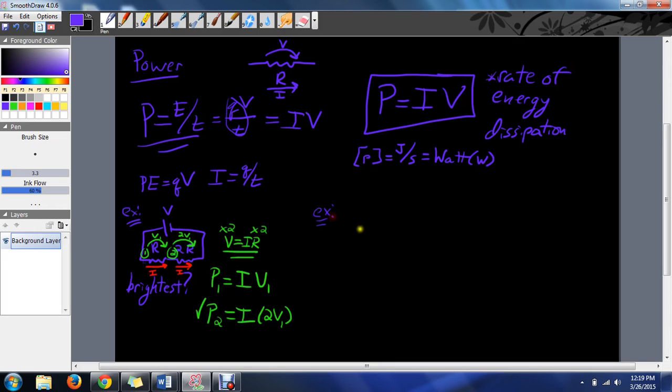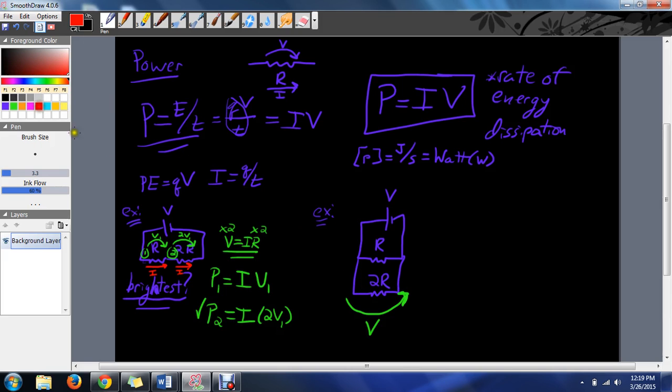Example number 2. If I put the same resistors in parallel, now which is brighter? Ooh. Still answering the same question, which is brightest? So here we notice that the voltage drop is the same for both. Remember that very important rule for parallel resistors, that they share the same voltage drop, like sharing height. So this one went down twice as much height as this one, but these both go the same height. V drop here, V drop here.